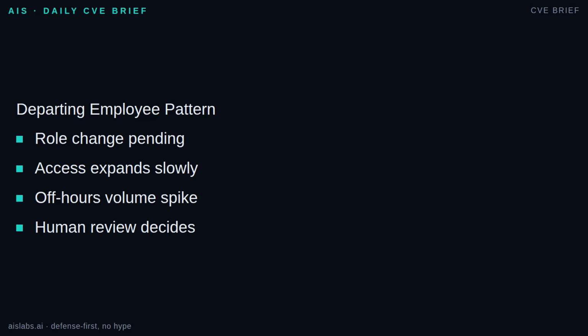Week 3. File access volume is high compared with the user's own baseline, not high compared with the company. UEBA links the pieces: departing status, access creep, off-hours pattern, unusual volume, and systems outside the normal peer group. The score rises. The SOC opens a case. HR, legal, and the manager review business context before any action is taken.